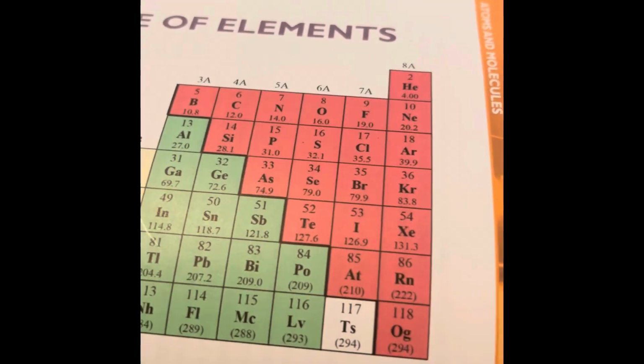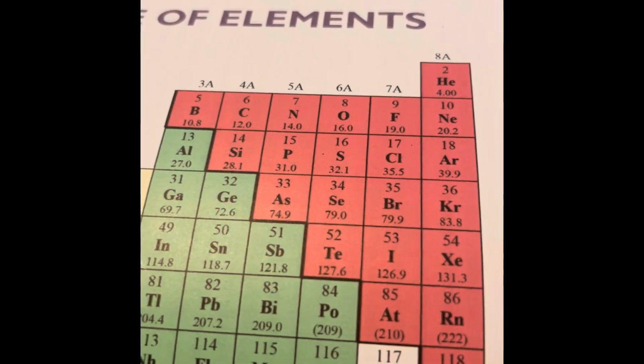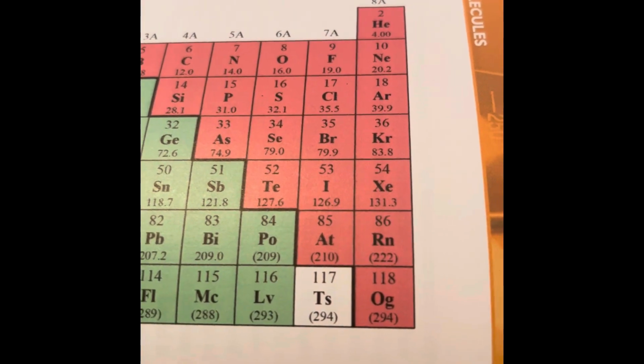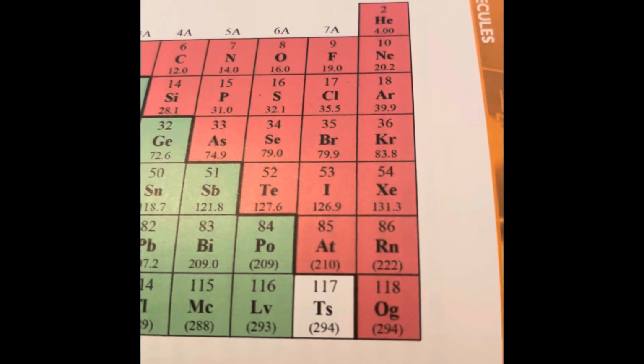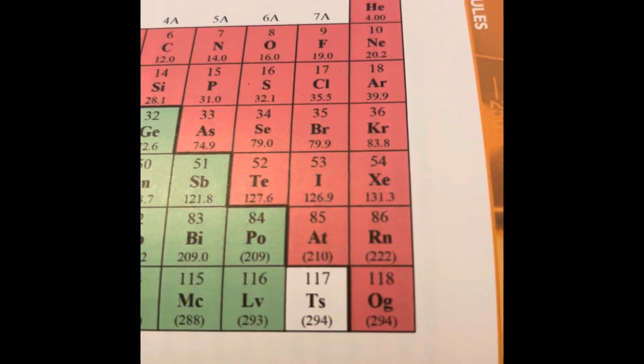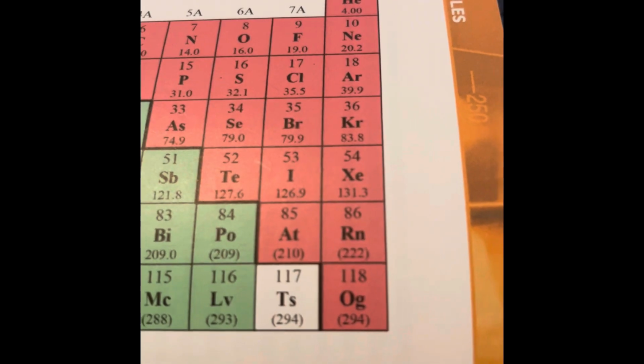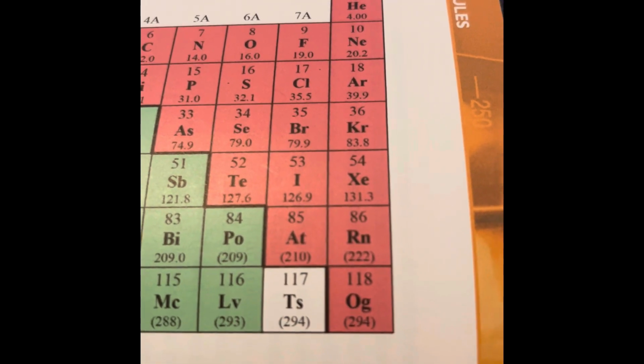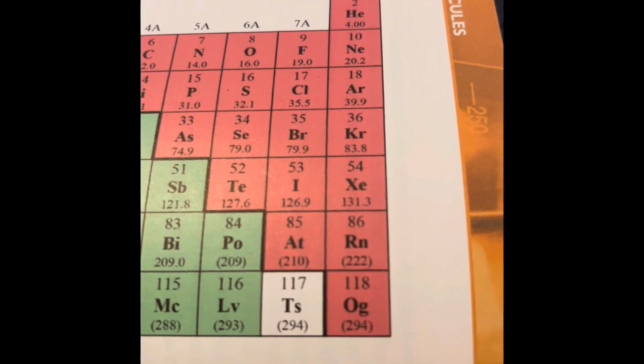The elements in group 7A, they have 7 valence electrons. They want one more to have their ideal state. So they are holding on to their electrons very tightly. They do not want to give up their electrons. So their ionization energy is high over here, okay?